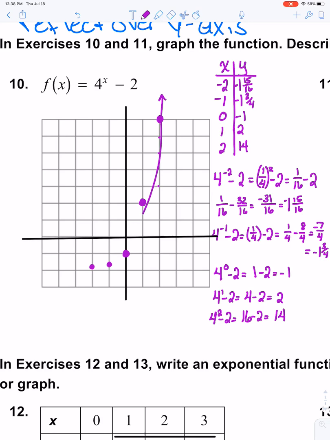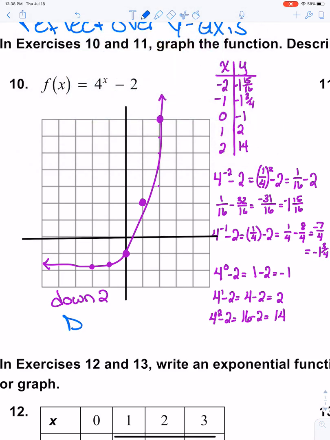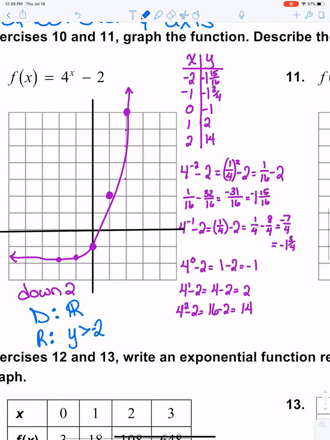So notice now how our domain and range change. Okay, our graph moved down 2. So my domain actually stayed the same. I can still put any value I want in for x, but my range is now y is greater than -2, sorry, because we moved the entire graph down 2 spots.